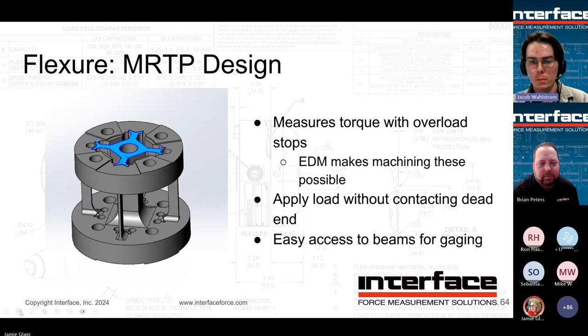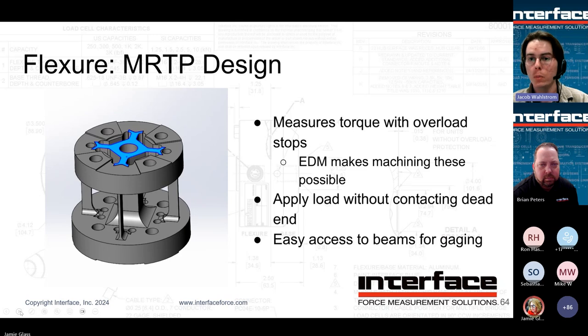This one is measuring torsion, torque, and it is overload protected. So you can see that blue highlighted surface. That is attached to a column that's going down the middle, and it has those arms that go out with those EDM slots, and those EDM slots are overload gaps. So the load cell is allowed to deform a certain amount, and then it contacts those surfaces and can't deform anymore, and it's overload protected.